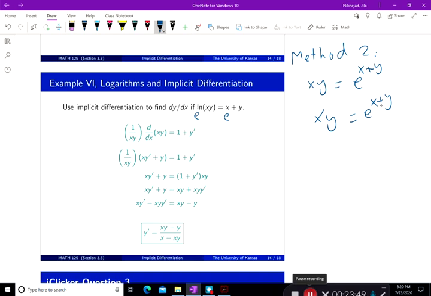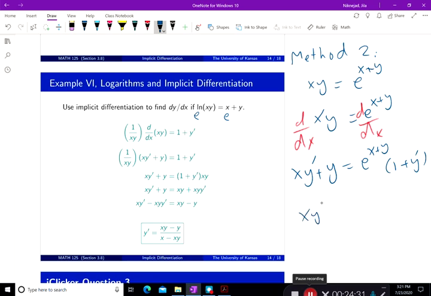Because then you will have a product rule there, and so take the derivative of both sides with respect to x. On this side I know we're going to get x y prime plus y, and on the other side you get e to the power x plus y times derivative of x, which is 1, plus y prime. And now solving through this, xy prime plus y equal to e to the power of x plus y.